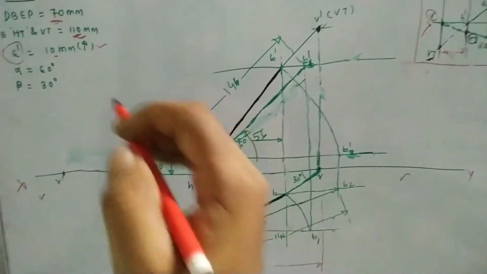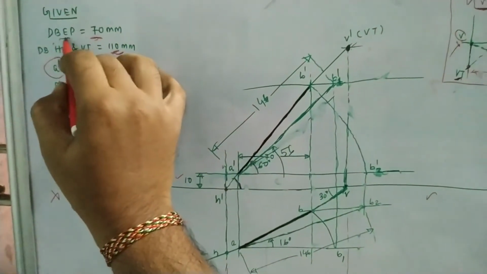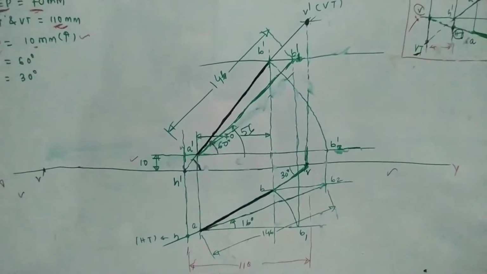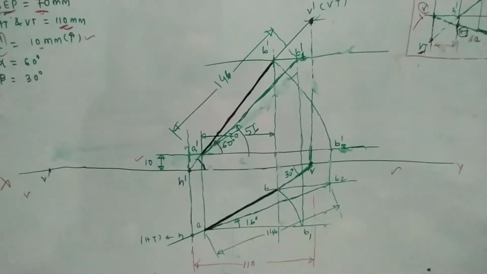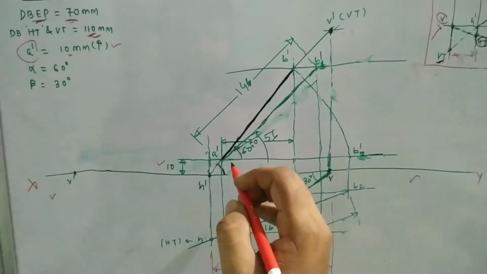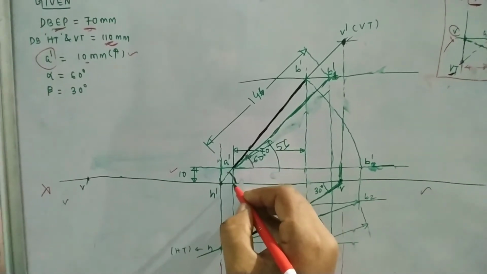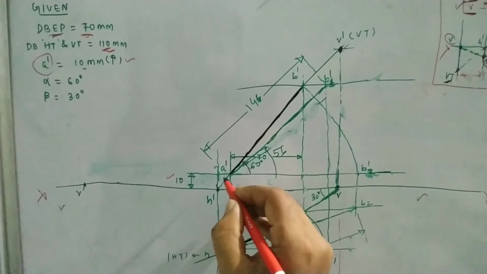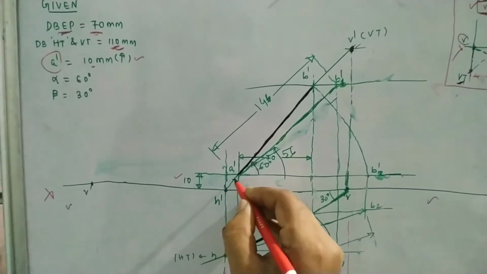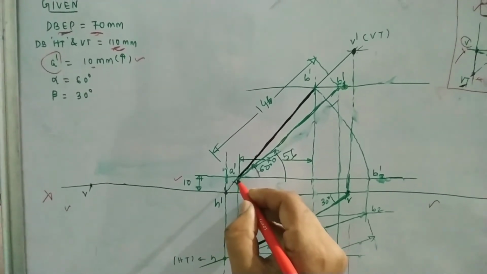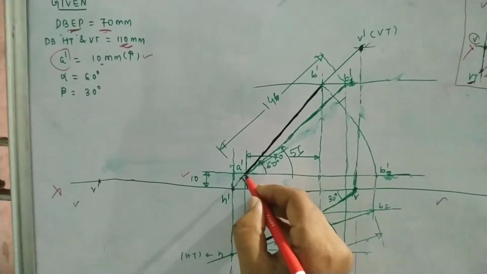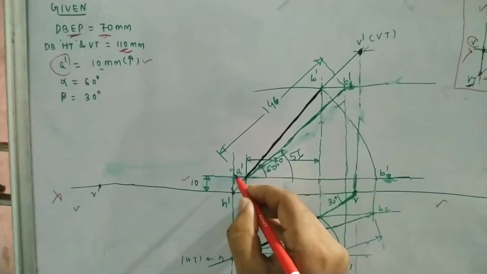So then we know the distance between end projectors. Okay, so to use that we need to find out the A dash point here, where the A dash point is above our reference plane, that is 10 mm. So it will intersect at a point here. So we can find out this point A dash.